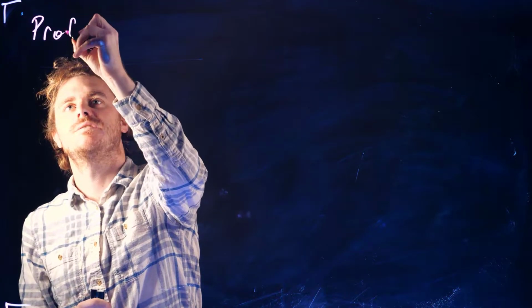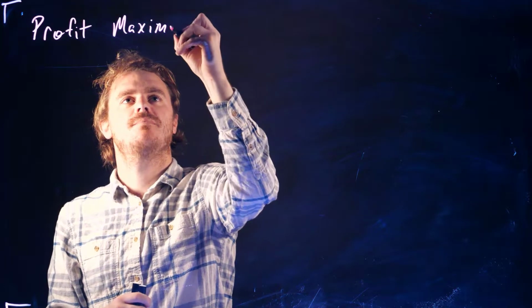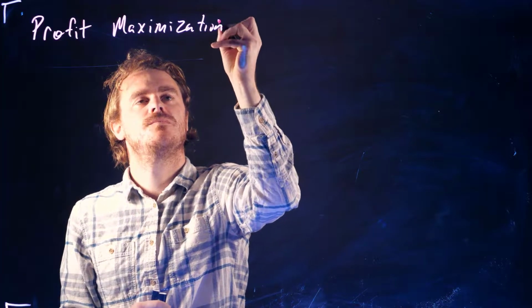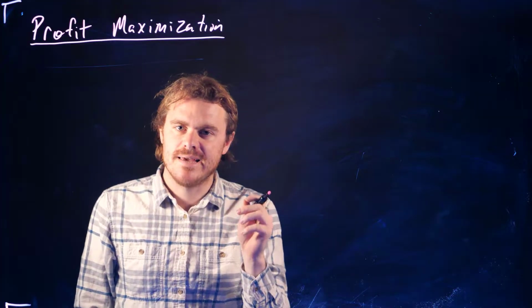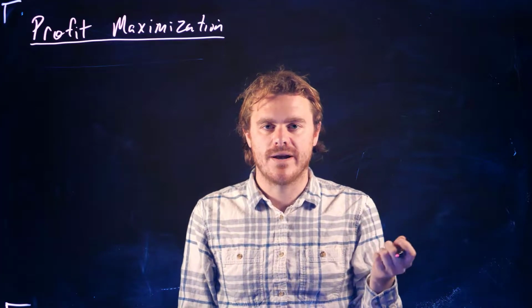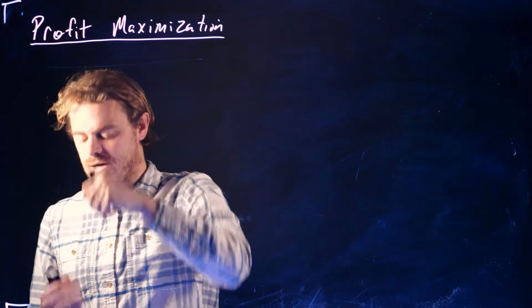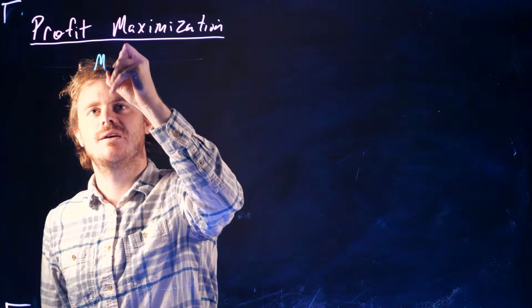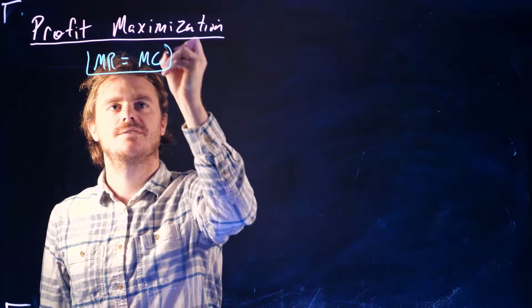So now that we understand the revenue side of things for a monopolist, we can think about profit maximization. For profit maximization, we're going to have the same criteria for picking the quantity as we did in perfectly competitive markets. So our profit maximizing criteria is to produce until marginal revenue equals marginal cost, right?